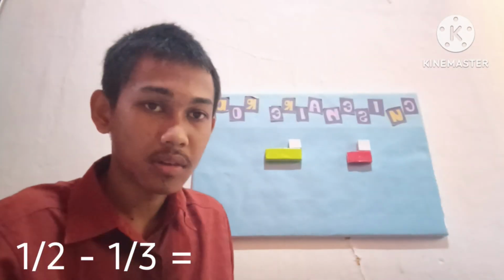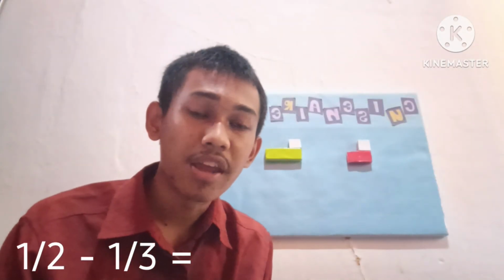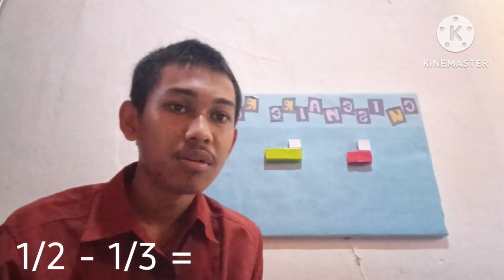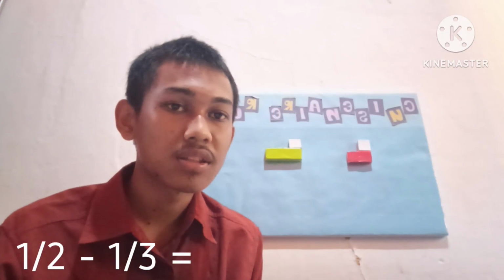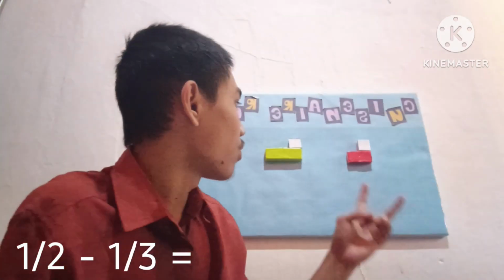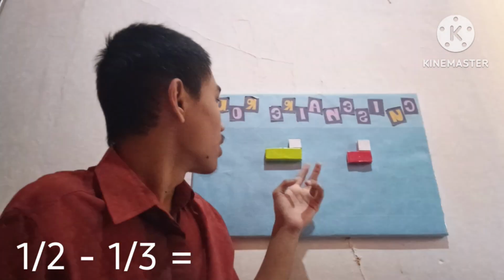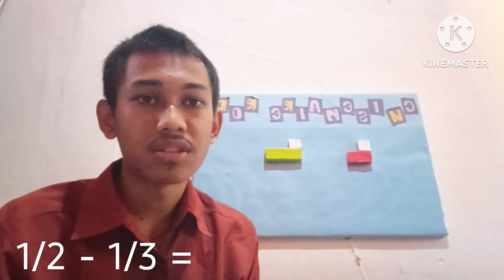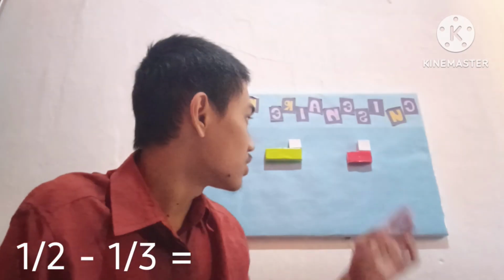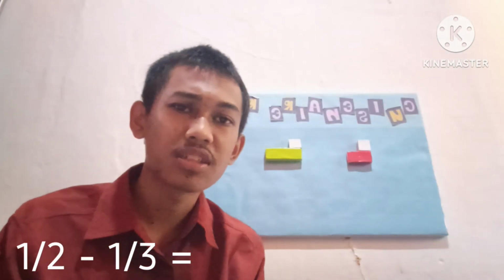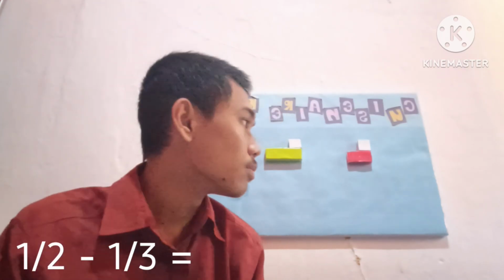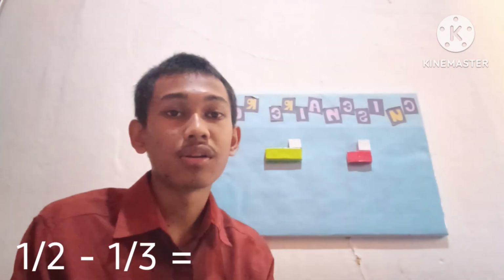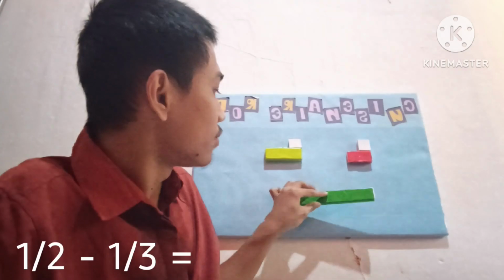This is a third. Now, like the addition operation before, we need to find the rod that can be represented for the red rod and the light green rod. The denominators are 2 and 3. This is the same as the question before. And the rod that can be represented by the red rod and light green rod is the dark green rod.